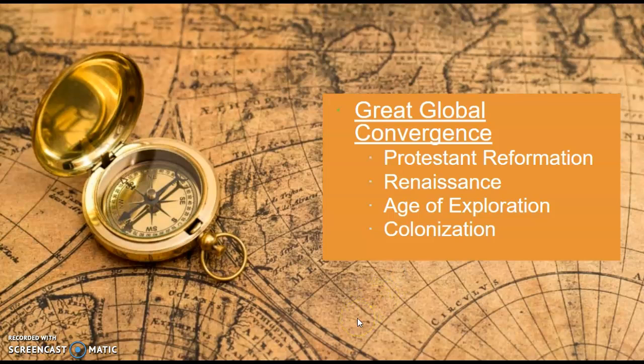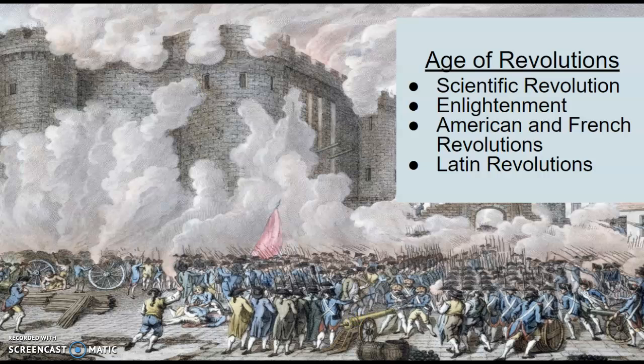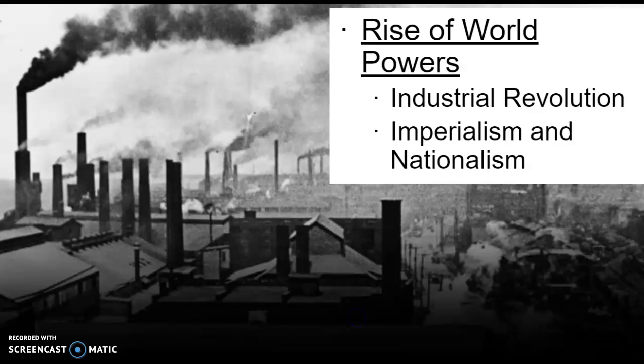The topics that we'll learn about in 7th grade social studies will begin with the Great Global Convergence. Our focus is on world history. We'll talk about the Protestant Reformation, the Renaissance, the Age of Exploration, and colonization. Then we'll move into the Age of Revolutions, the scientific revolution, the Enlightenment, and how the Enlightenment impacted the American and French revolutions. We'll also talk about the revolutions in Latin America.